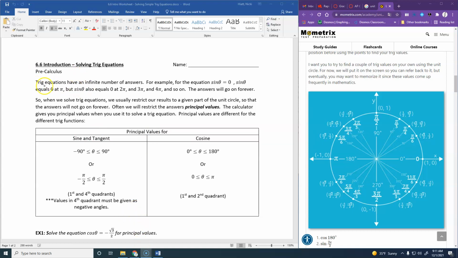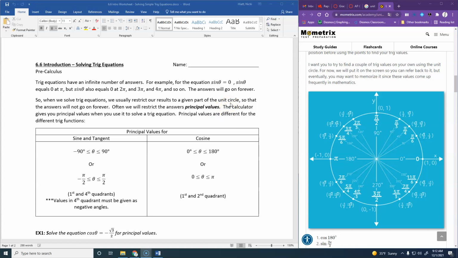Trig equations have an infinite number of answers most of the time because everything on the unit circle repeats. For example, if we're looking for where sine of theta equals 0, that happens right here at 0, but then it also equals 0 at pi, and then at 2 pi, and 3 pi, and 4 pi, and 5 pi, and so on, and that goes on forever. So whenever we solve trig equations, we usually restrict our results to a given part of the unit circle so that our answers don't go on forever.